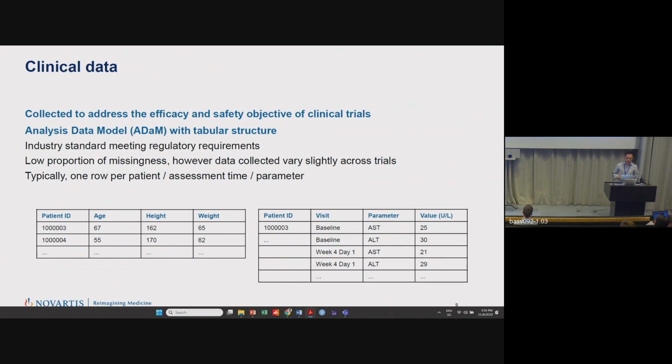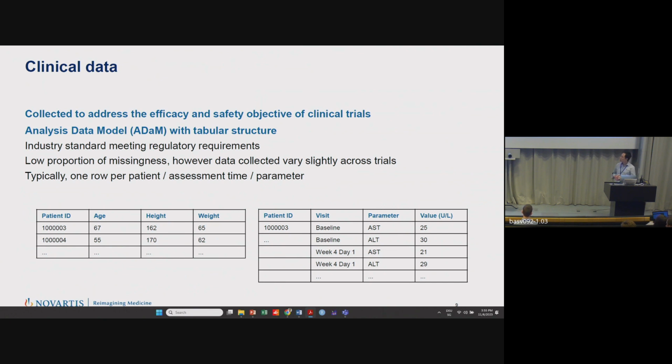So just to go a bit deeper into each type of data. First, we have clinical data, which we know are collected to address the main efficacy and safety objectives of the clinical trials. These are in the typical ADaM data structure, which meets the regulatory requirements. They're in a tabular structure, and they typically have a low proportion of missingness. And here, when we try to pool across different trials, certain variables are not exactly collected at all times in all trials, which can limit the utility of certain variables.